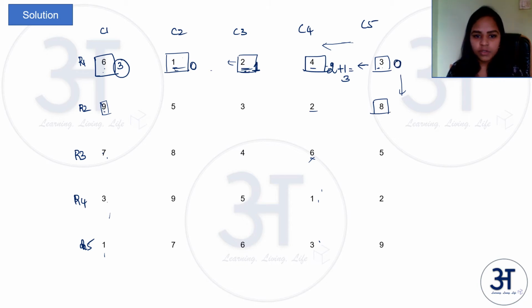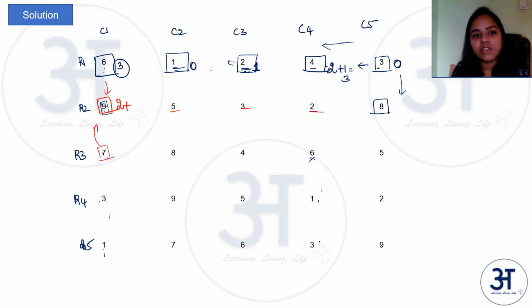Let us come to row 2, column 1. For 9, 6 can reach 9. 7 can reach 9. Then 3 cannot reach 9 because even though 3 is less than 9, there's a 7 which is greater than 3. 1 cannot reach 9. So in this column, 2 people can reach 9. And so far as the row is concerned, 5 can reach 9. 3 cannot reach because 5 is greater than 3.